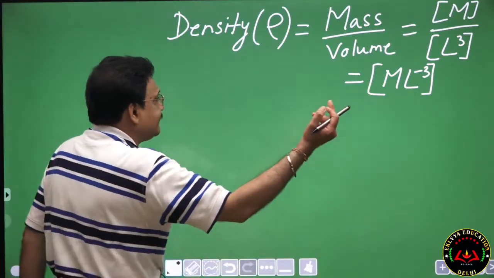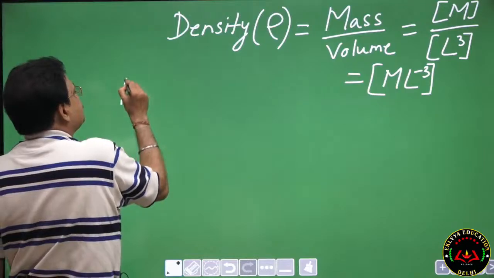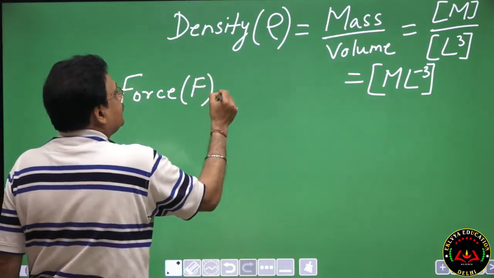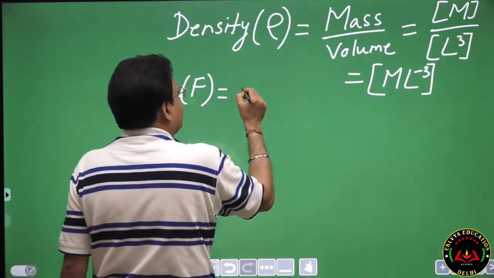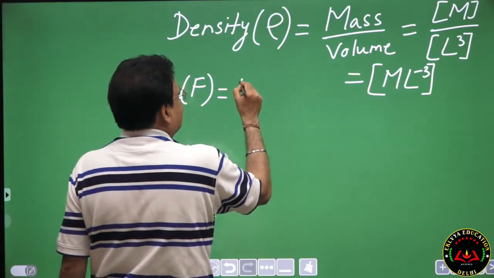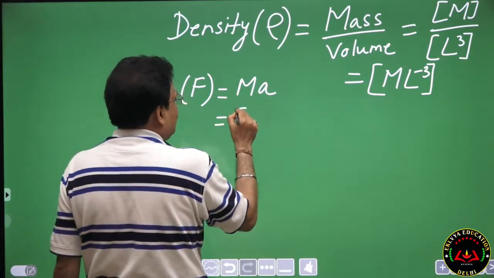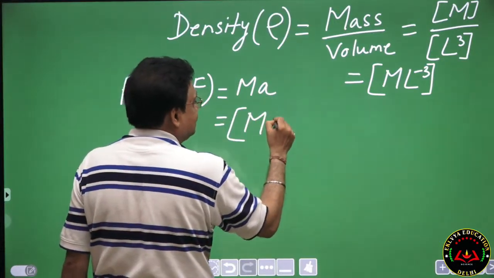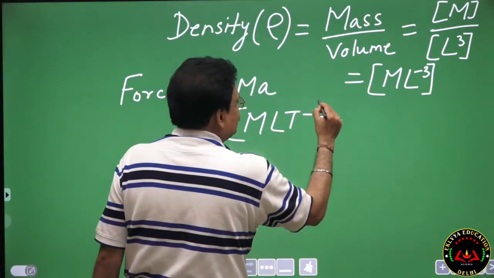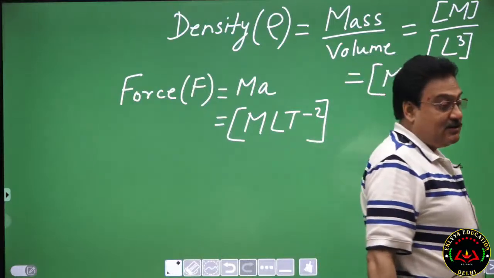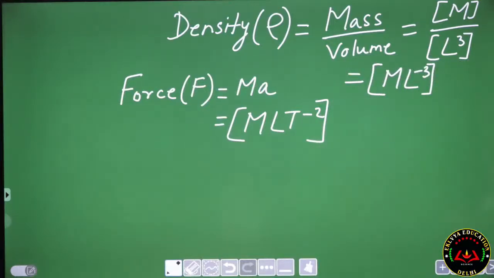नाउ क्विकली फटाफट एक और लेते हैं. फोर्स. फोर्स को अपन F से ही डिनोट करते हैं. एंड फॉर्मूला आपको पता है ना, मास इनटू एक्सेलरेशन, ma. मास का तो मास है ही, एक्सेलरेशन का हमने कभी निकाला था LT टू द पावर -2. देखो डायमेंशनल फॉर्मूला आ गया. सो इसी तरीके से देयर आर सो मेनी फॉर्मूलाज.